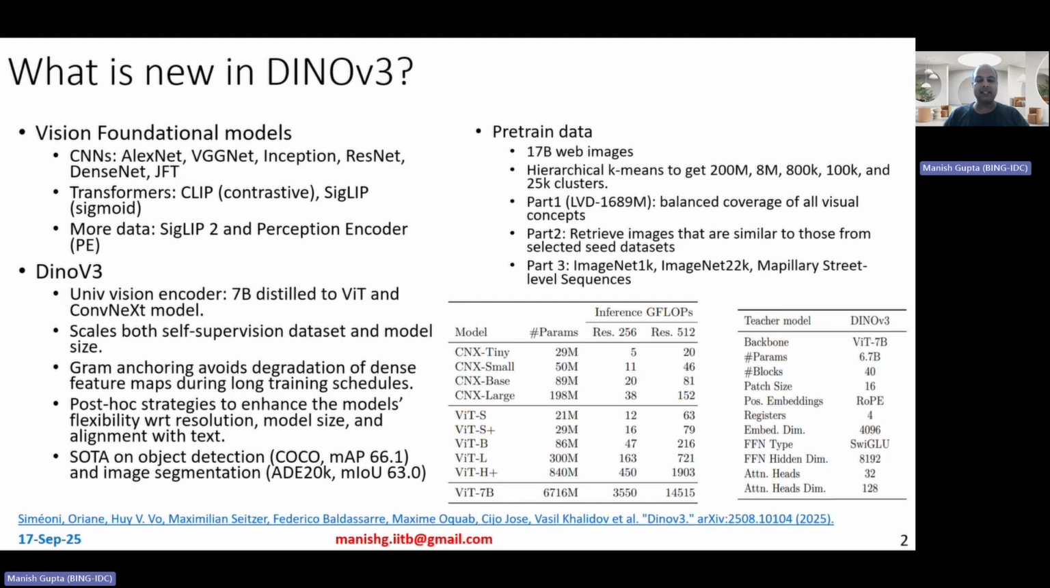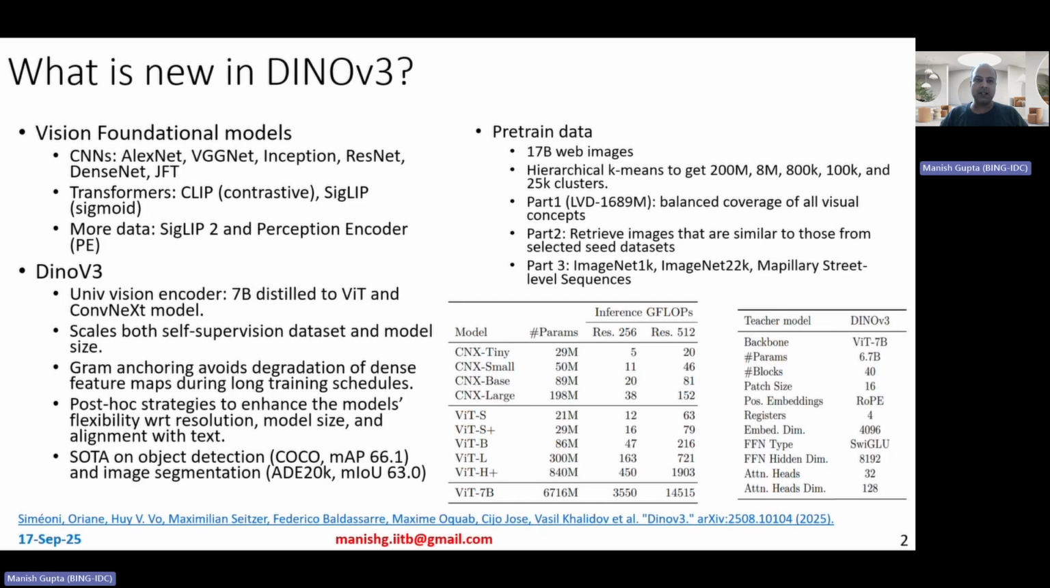Okay. So there have been several vision foundation models, and DinoV3 is a vision foundation model. The story started from CNNs. From 2012 onward, there has been AlexNet, then VGGNet, Inception, ResNet, DenseNet, JFT, all of those CNN-based models. And then somewhere in 2019, we started using transformers for vision foundation models, starting from CLIP, which used the contrastive loss, and SigLIP, which used the sigmoid loss. Then people added more data and did more rigorous training, and that led to SigLIP2 and Perception Encoder.